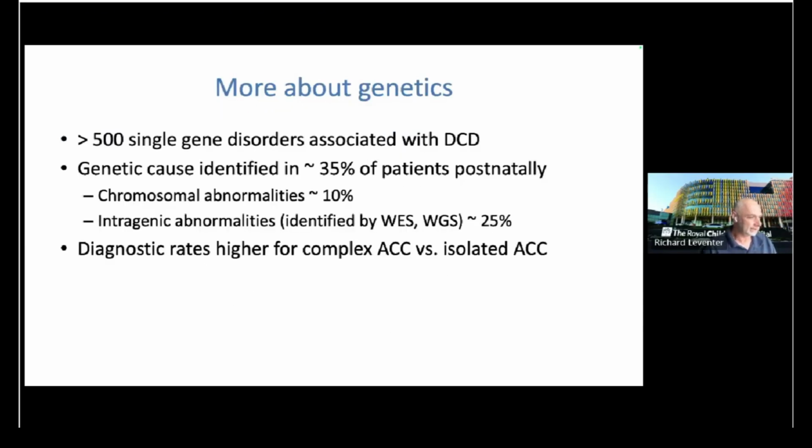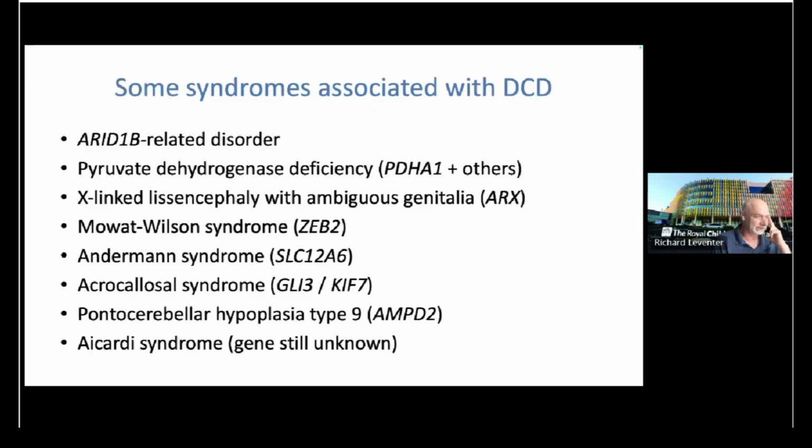Now, a bit more about genetics. There are over 500 single gene disorders associated with DCDs, and depending on which papers you look at, you can identify a genetic cause in about 35% of patients in postnatal studies, with chromosomal abnormalities in about 10%, and intragenic abnormalities detected by whole genome or whole exome sequencing in about 25%. The diagnostic rates to find a genetic cause are higher when you've got complex ACC as opposed to isolated.